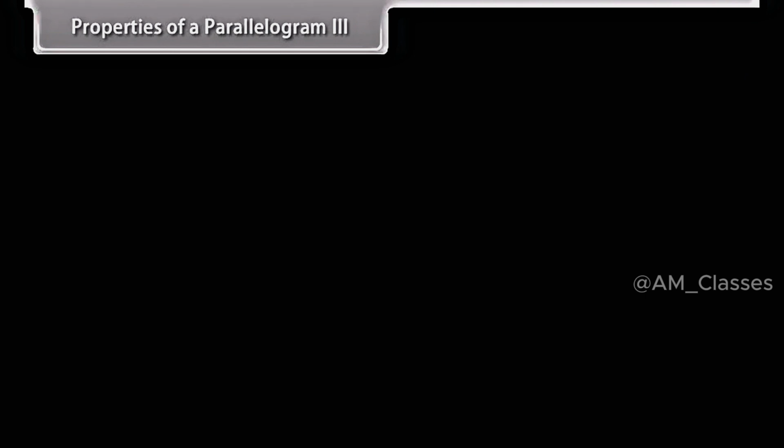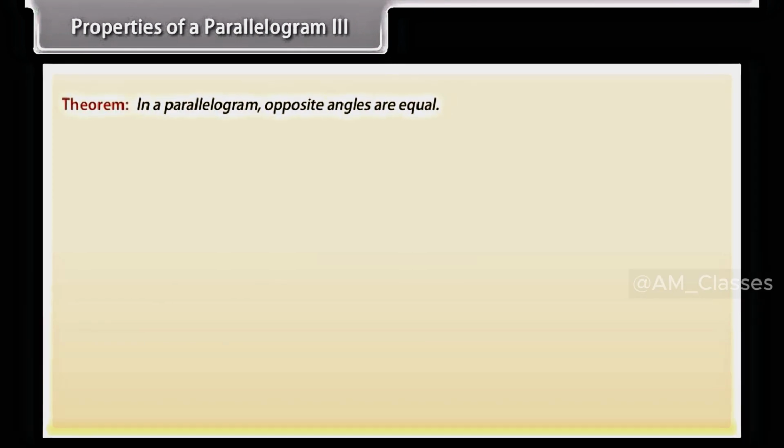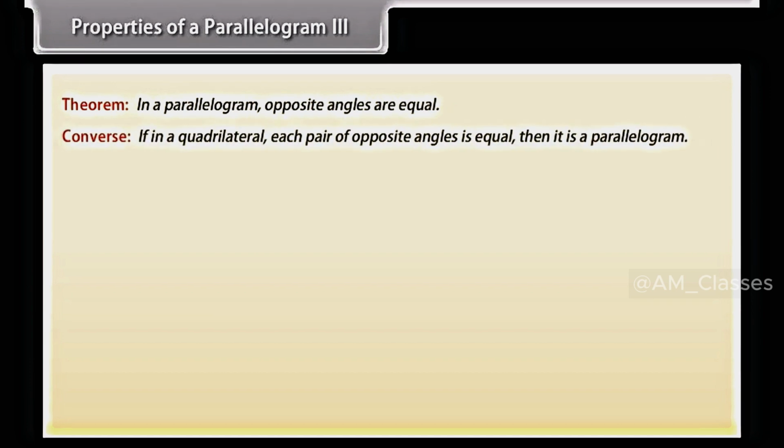Properties of a parallelogram 3. Another property of a parallelogram says that in a parallelogram, opposite angles are equal. The converse of this theorem says that if in a quadrilateral each pair of opposite angles is equal, then it's a parallelogram. Now let us find one more property.